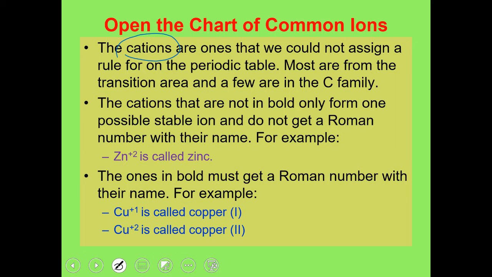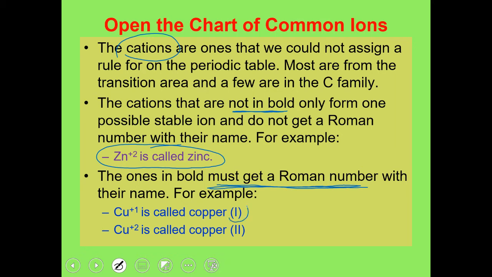And so the ones that are not in bold, like if you look on your table, zinc is not in bold. They only form one possible stable ion. So we just call their ion by the name of the element, like Zn+2 is called zinc. But if they are in bold, that means that they form more than one possible stable ion, and they must have a Roman numeral in the name. So that's why on the last one, when we saw the Roman numeral 4, we used lead +4.